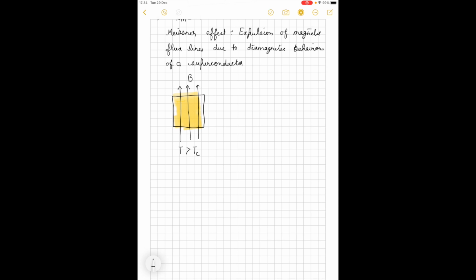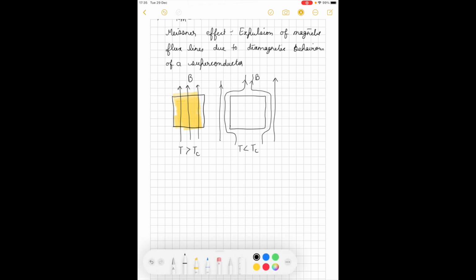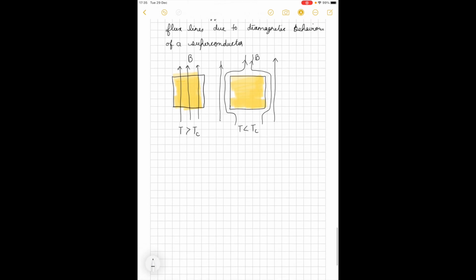When T is smaller than Tc, what happens? The magnetic flux lines get excluded, so the sample doesn't like them. The field lines behave something like this. This is again the direction of B, and this is our superconductor. All right.